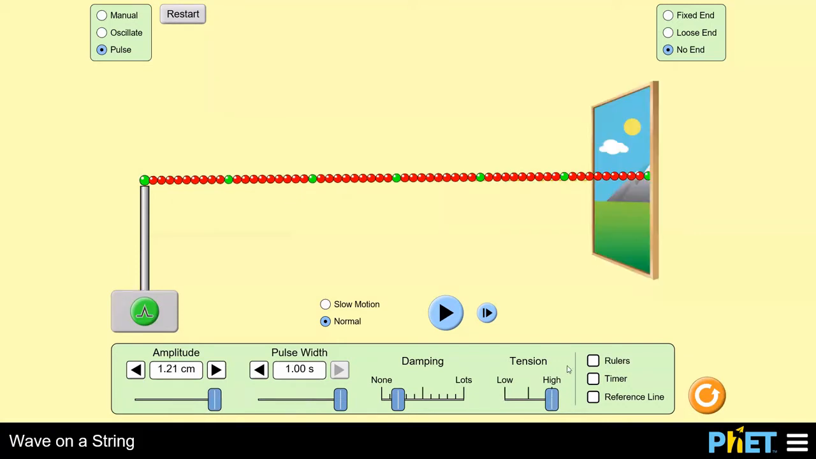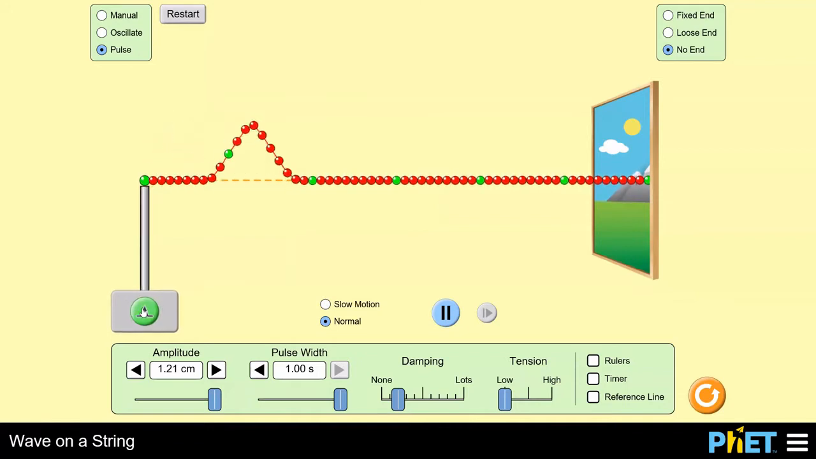Well, if we go back to the pulse mode, when the tension is high, the speed of the disturbance is also high. So with the tension set to the high end down here, if I give the left end of the string a little shake, you can see that that pulse travels fairly quickly through the string. On the other hand, with low tension, we have, as a result, a much slower speed. The pulse takes longer.